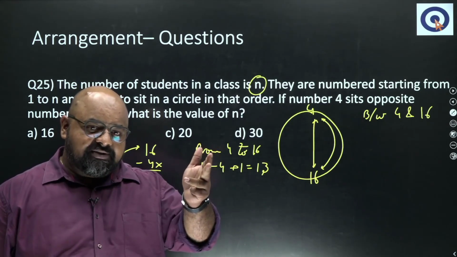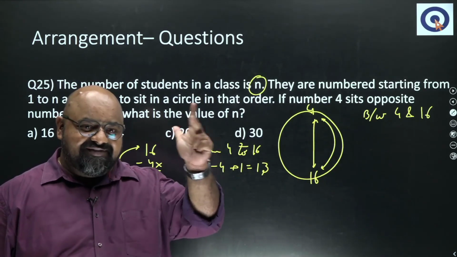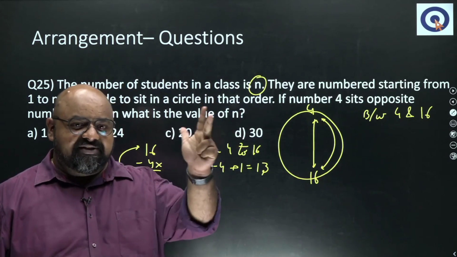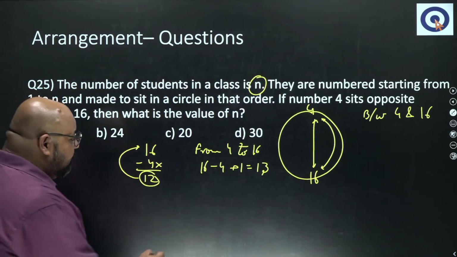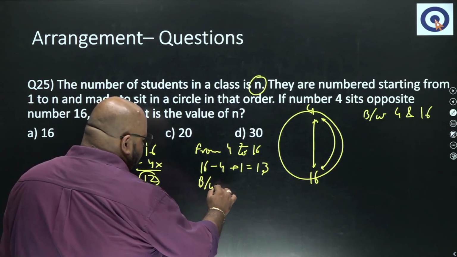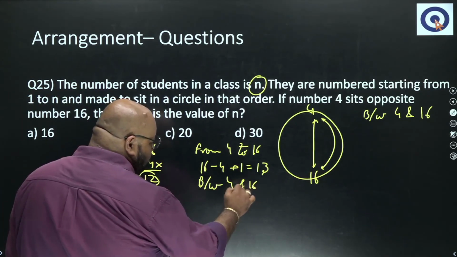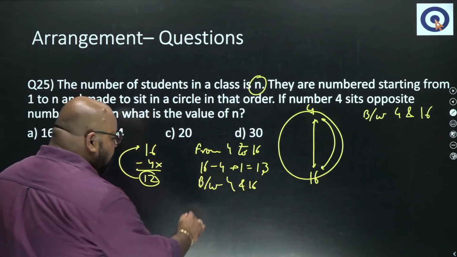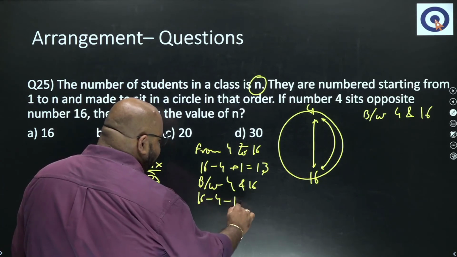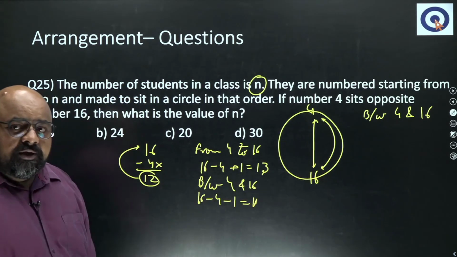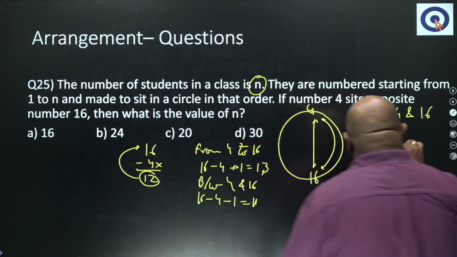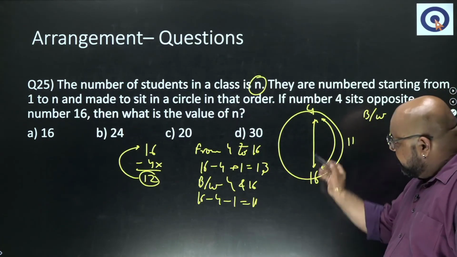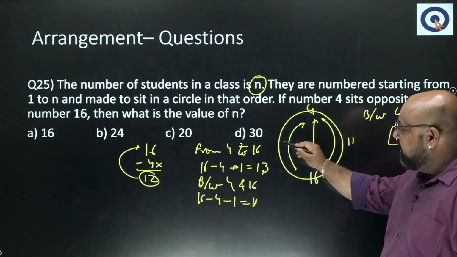Right? 4, 5, 6, 7, 8, 9, 10, 11, 12, 13, 14, 15, 16. 13 values. When you are counting between 4 and 16, you don't want 16 either. You just want numbers between these two values. So from the difference, you subtract 1. Right? So how many numbers between 4 and 16? 11. So there are 11 people sitting on this side. Therefore, there will be 11 people sitting on the other side as well.